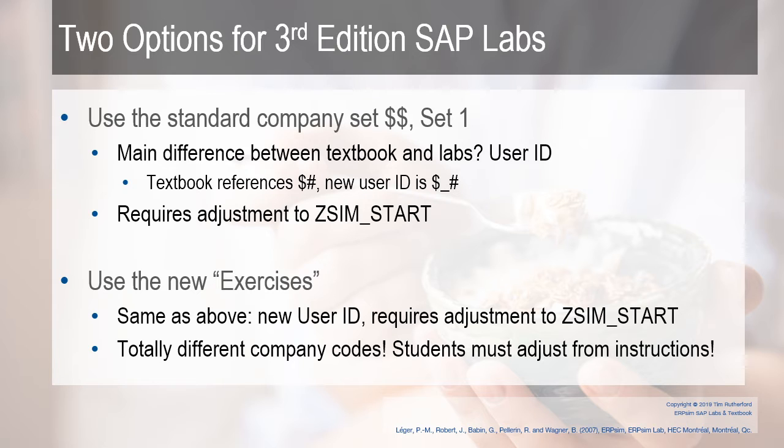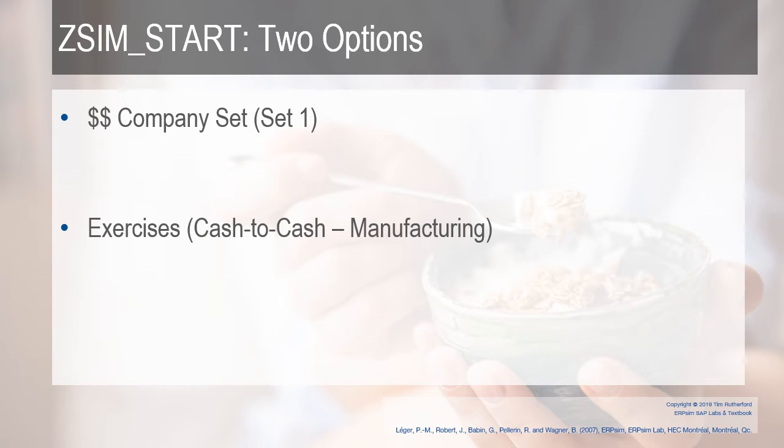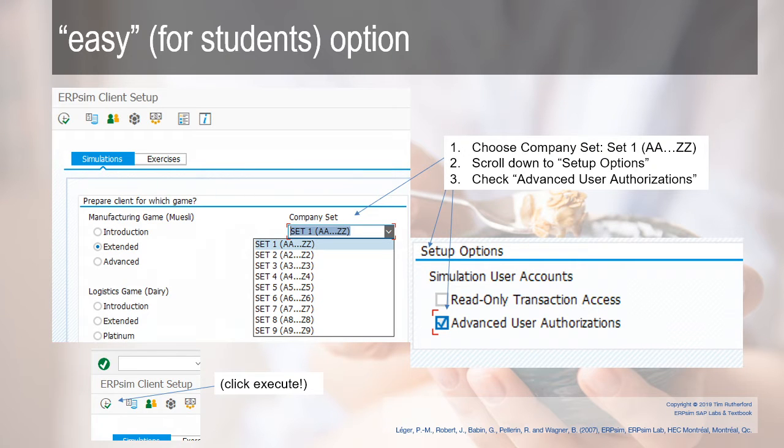So students are going to need to adjust the instructions, which is a challenge when you have a printed copy of the textbook and it doesn't match what you have. So talking about those two, using set one, the $$ company set, and also the exercises, I'm going to go through those options now. The easy option for students is to just use set one, the standard company set. Within ZSIM_start, choosing extended, set one, the AA to ZZ, scroll down to setup options, click the advanced user authorizations, and then execute. And with that, it follows the textbook.